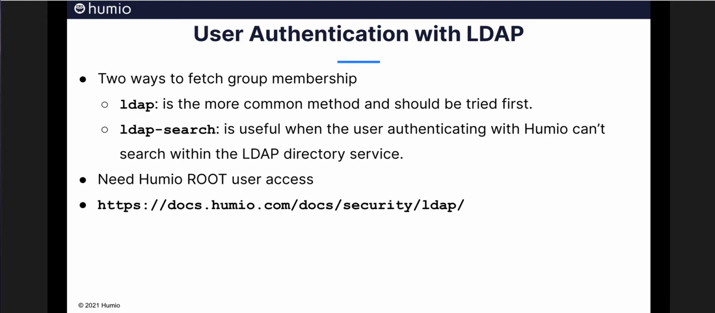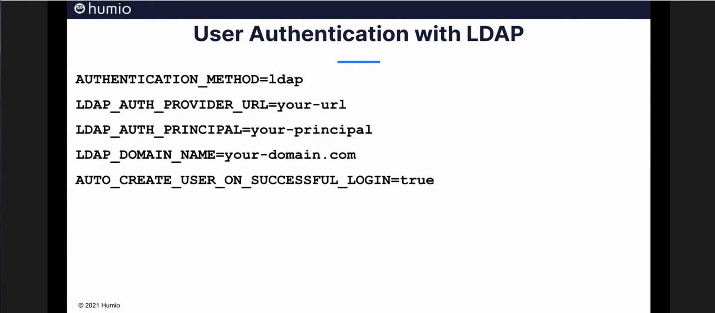LDAP search is useful when the user authenticating with Humio can't search within the LDAP directory service. You can learn more about this from the LDAP specific link in the docs. If you go to the docs page on the user authentication section with LDAP, you will find a starter config file. You can name it anything you want, it just needs to be readable by Humio.